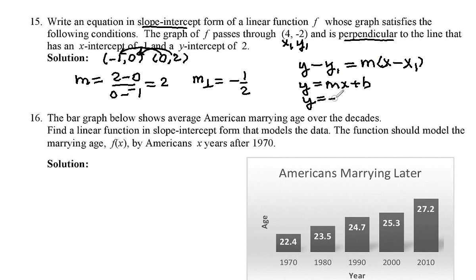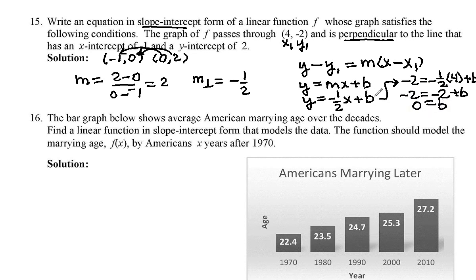So y equals negative 1/2 x plus b, and then we just need to find our b, and the way we do that is we know that this point's on the line, so it has to work in the equation. So plug in y is negative 2 and x is 4. So negative 2 is equal to negative 1/2 times 4 plus b. Negative 1/2 times 4 is negative 2. So negative 2 equals negative 2 plus b. And then add 2 on both sides. So these negative 2's will cancel off and you get b equals 0.